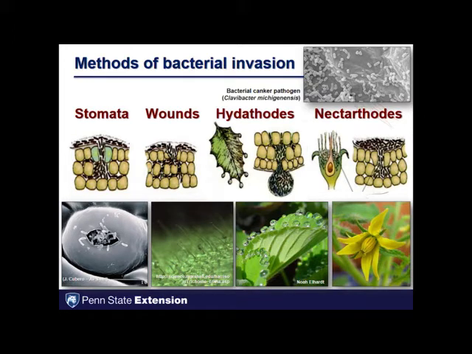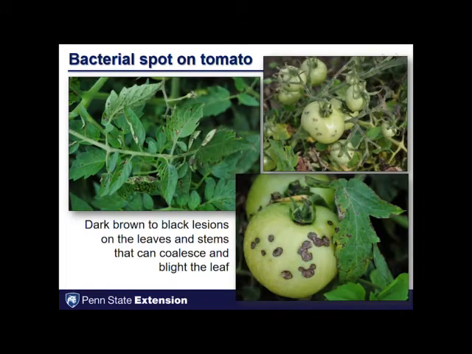Hydathodes are another natural opening, the guttation of a leaf. Those water droplets along the edge of the leaf: if you imagine you have bacteria on the surface of that leaf, they get into that water droplet and then they're actually absorbed back into the plant. They can also get in through nectarthodes. So again, natural openings; those bacteria are really small, with different ways that they can get into the plant.